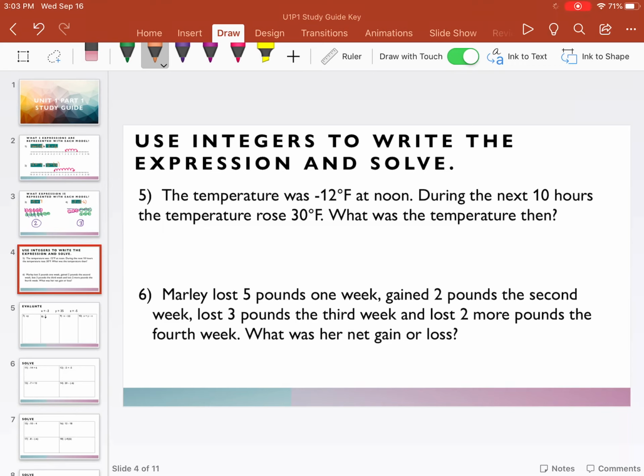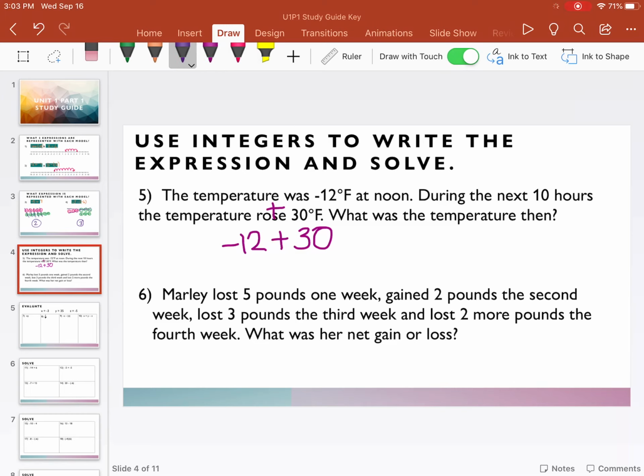Okay, so the temperature was -12 degrees. Over the next 10 hours, it rose. Rose is a positive word. It's being added. It's going up 30 degrees. So now what's the temperature? So we started with -12. It rose, so it added +30.